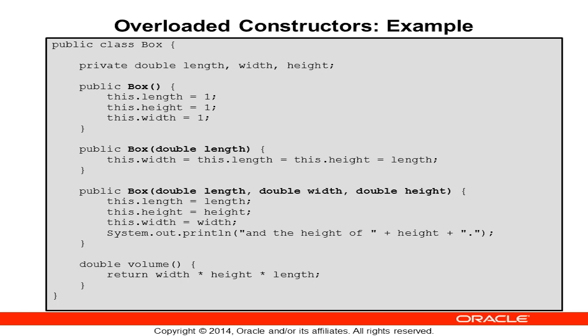We then have another constructor that accepts the length only, and from that we can specify that our box's width and height would be equal to that length value that was passed in. And then lastly we have our third one, which allows you to set the length, width, and height. So that makes up our 3 constructors. So we can create our box object instance using any of those 3 constructors.